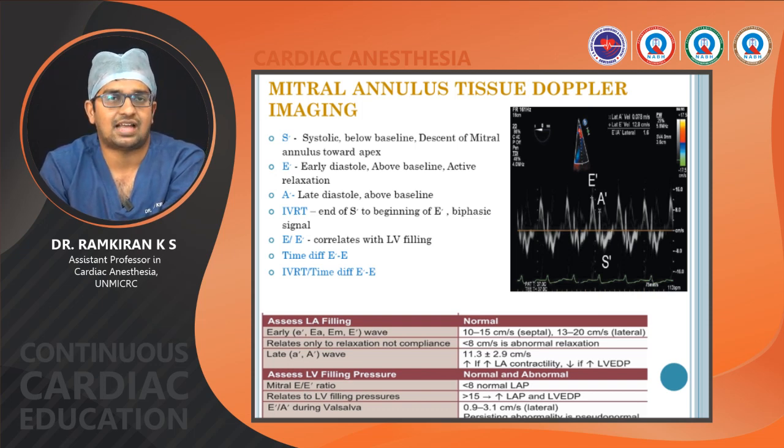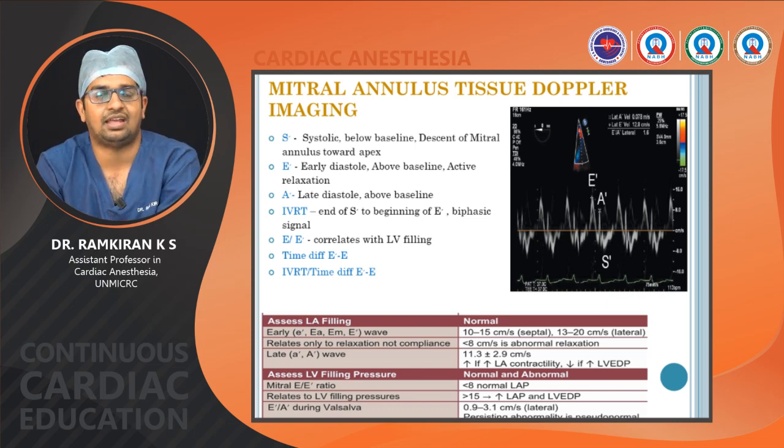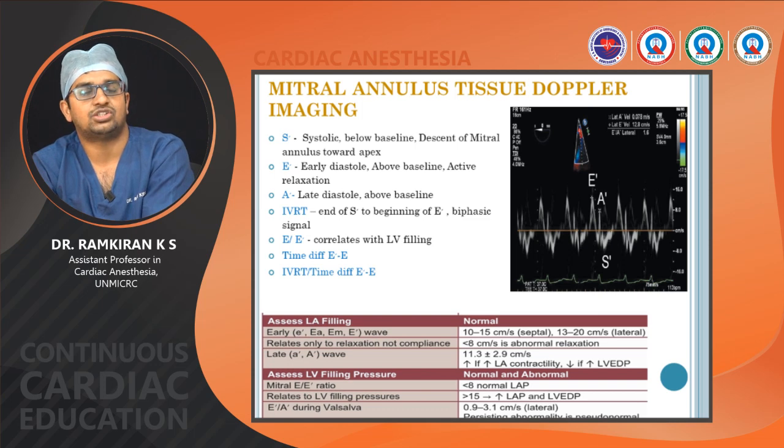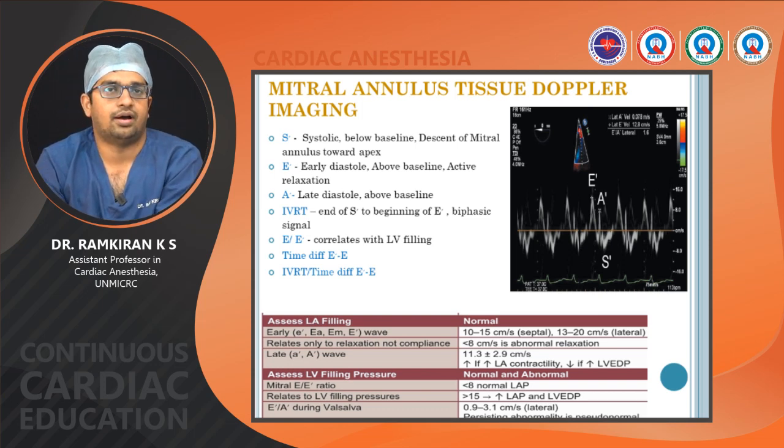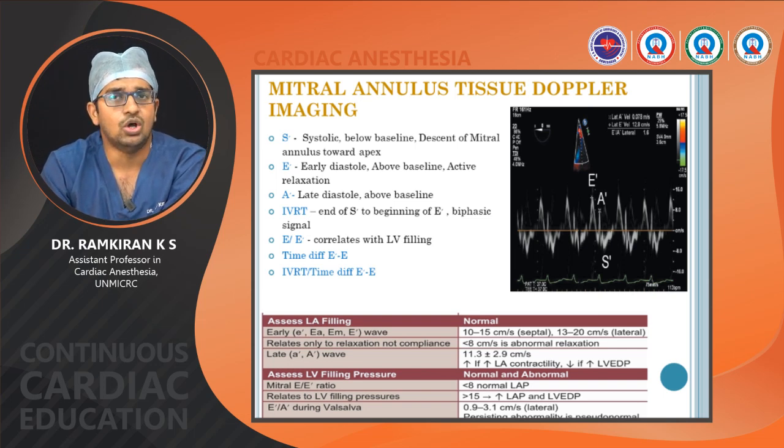And apart from that, there is another parameter called isovolumetric relaxation time by time difference between E prime and E. These are all the derived parameters which can be used to basically grade the diastolic dysfunction. So E prime value, basically normal value septal, it is around 10, and lateral values it is around 13 centimeters per second. So whenever the septal value is less than 7 and the lateral value is less than 9 to 10, then it indicates abnormal relaxation.